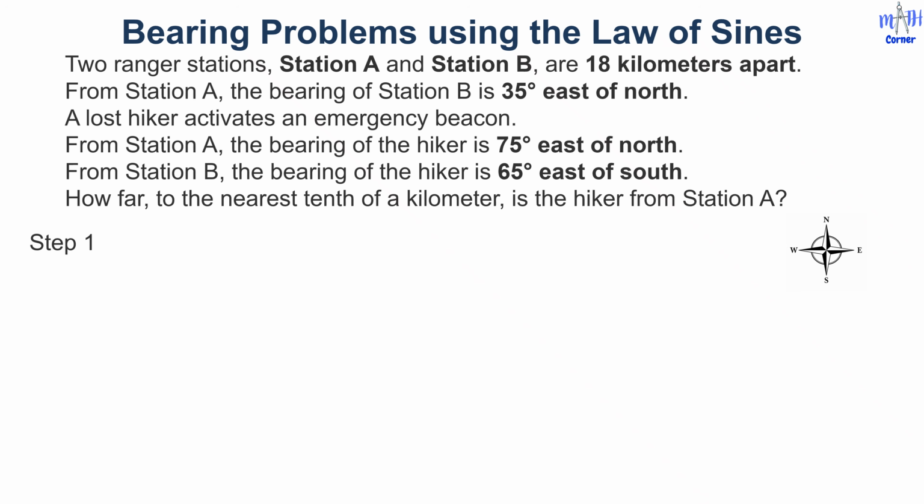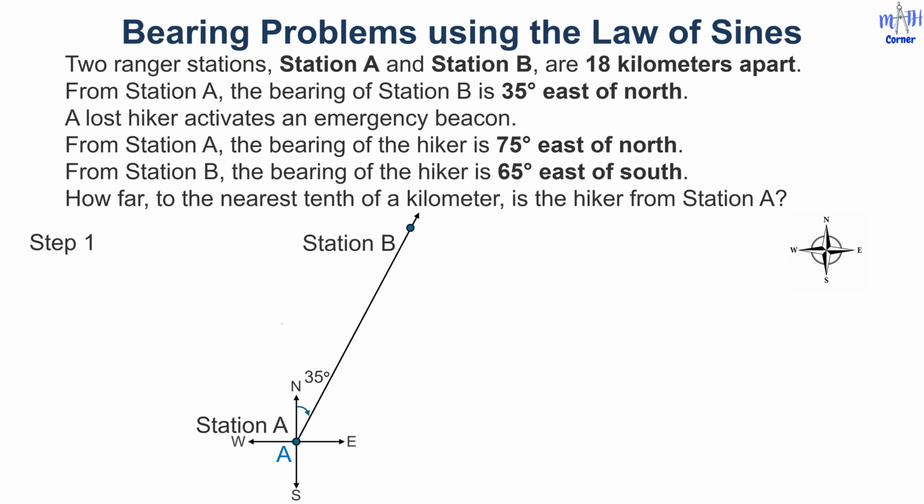Step 1. Draw and interpret the bearings. Place Station A as starting point, represented by point A. Draw a ray at 35 degrees east of north. Start facing north, then turn 35 degrees toward east. Place Station B 18 kilometers away, represented by point B. From Station A, draw another ray at 75 degrees east of north toward the hiker. Again, start facing north, then turn 75 degrees east.